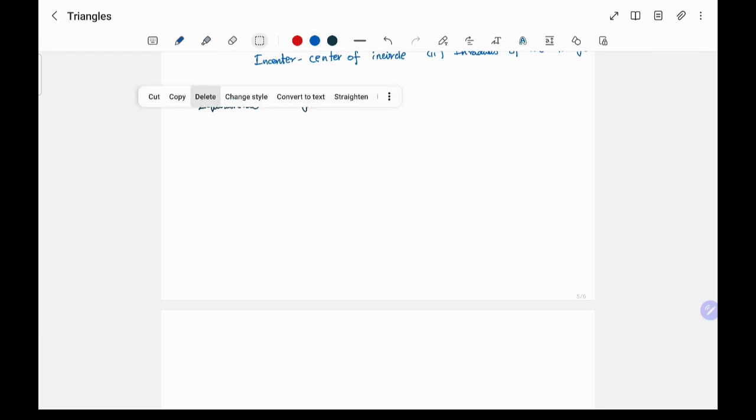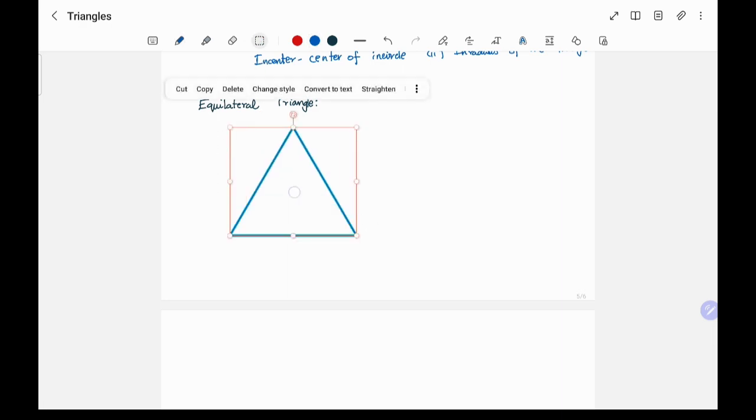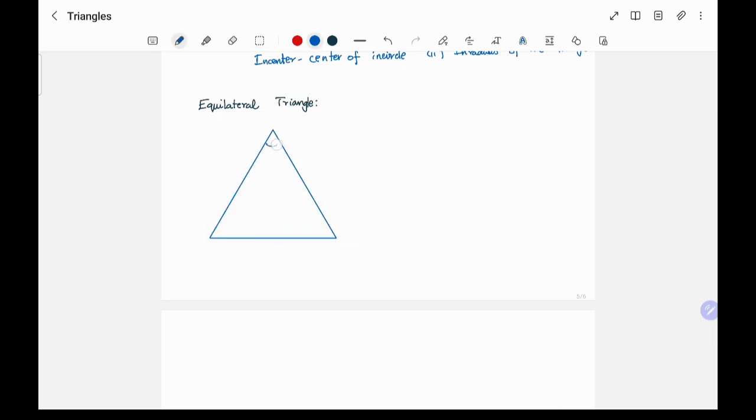Okay, this doesn't look okay. So we know the angles are equal and the sides are equal. Let's say the side is equal to length A. So first property is all angles are equal and equal to 60 degrees and all sides are equal.